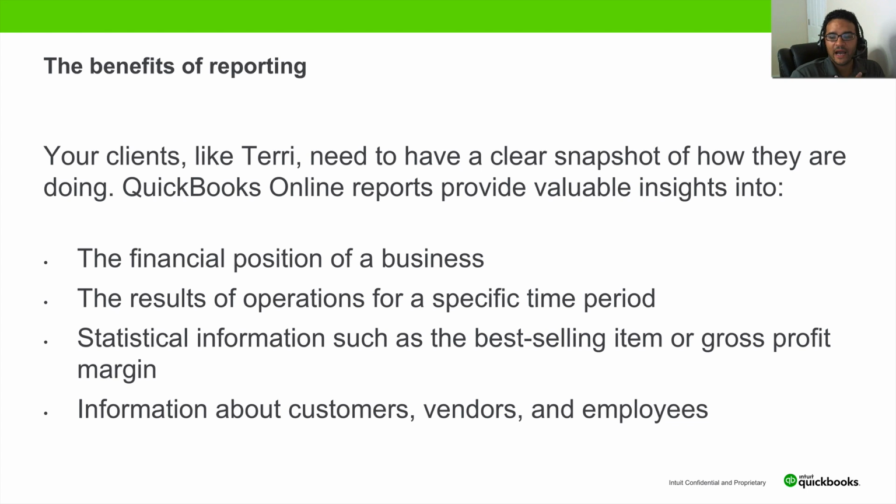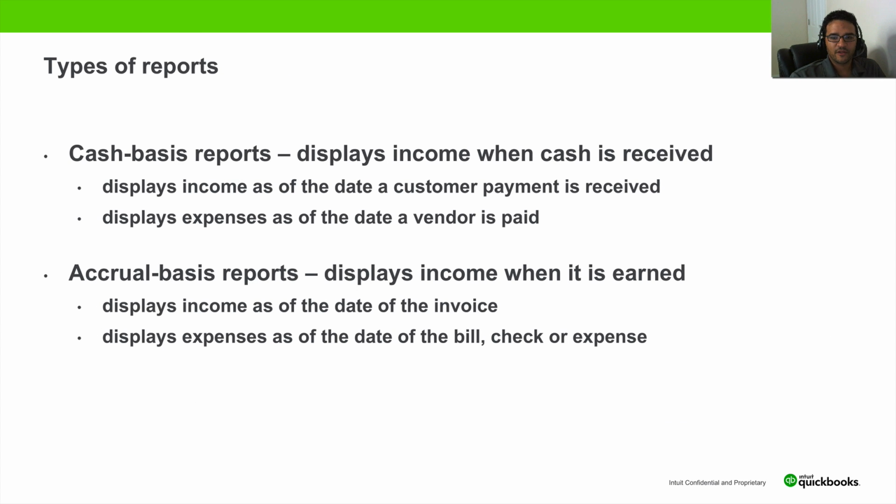So if they want to know how they did last month, last quarter, current year, you'll be able to do that. You can run reports by item, and you can have some sort of statistical information about what items are being sold the most or how much profit you're making per item. And you can have information about sales by customers, expenses by vendors, and that sort of thing.